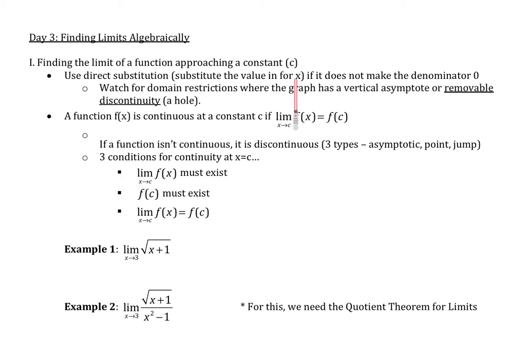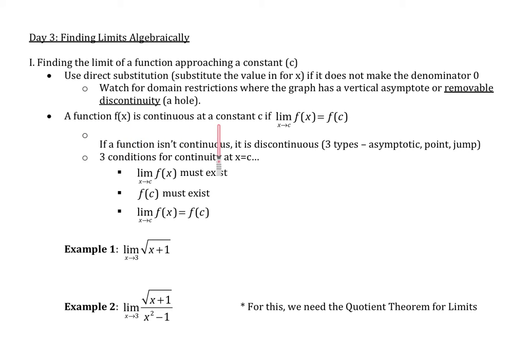So we'll substitute in that constant right into our function for x, as long as it doesn't make that denominator 0. We want to look out for any domain restrictions where the graph may have a vertical asymptote or what's called a removable discontinuity, which would be a hole in our graph. And we'll talk more about that removable discontinuity when we look at graphs of rational functions.